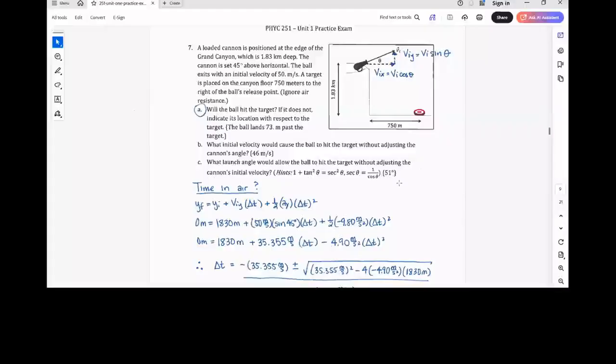part A just asks us whether it hits the target or not. So this is phrased as like a yes or no question, but we can answer that simply by figuring out how long that cannonball is going to be in the air.